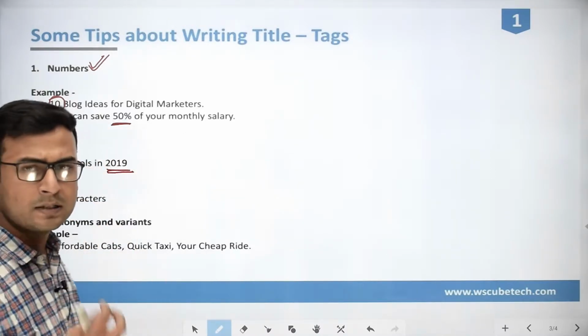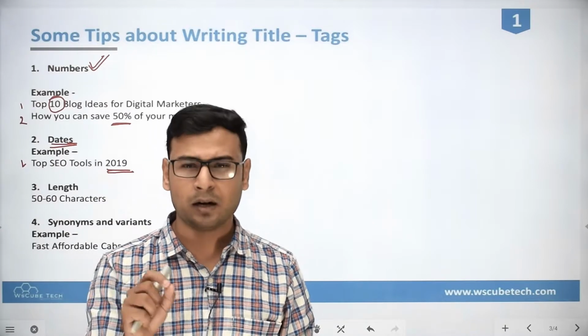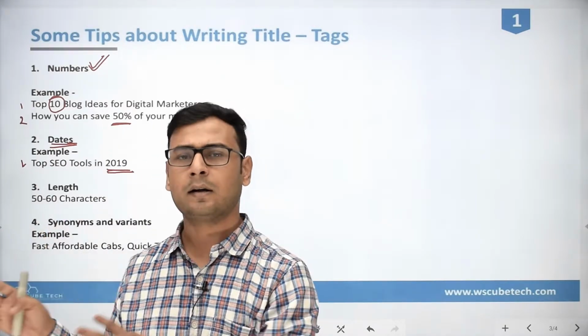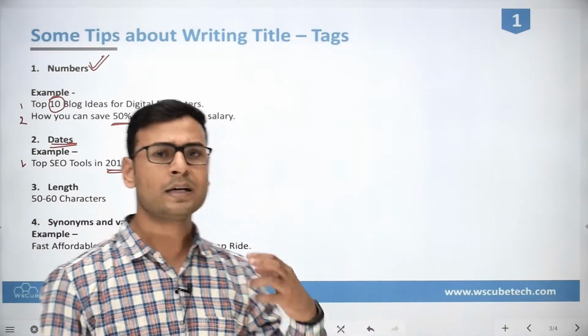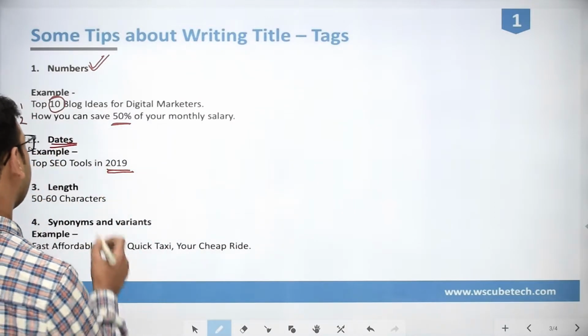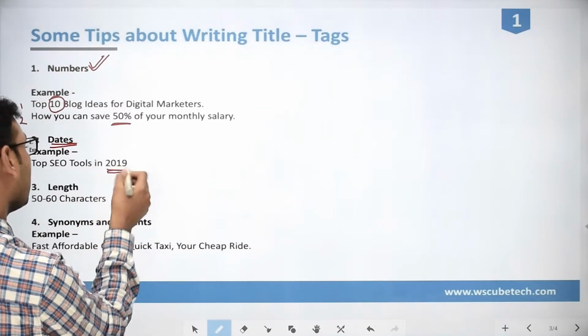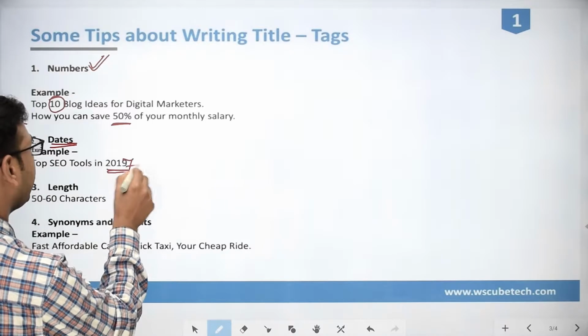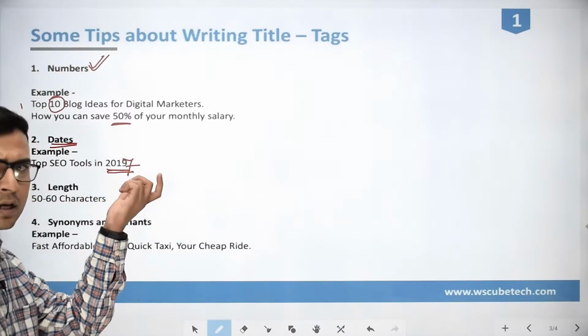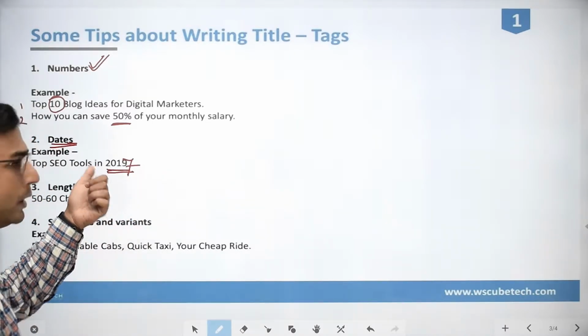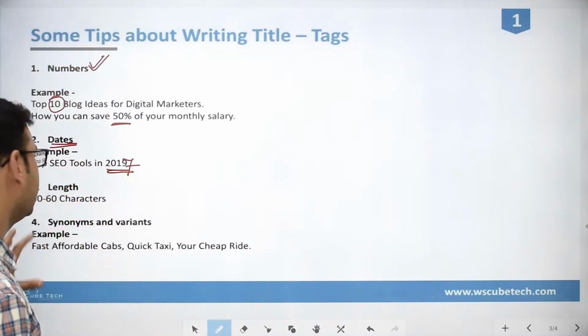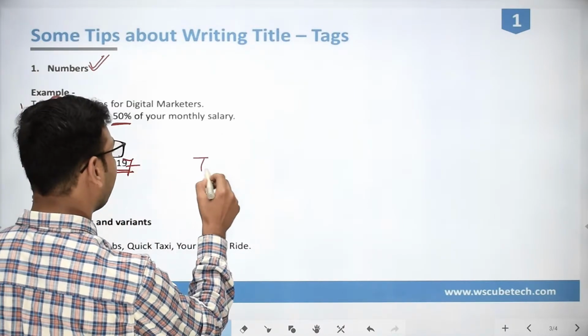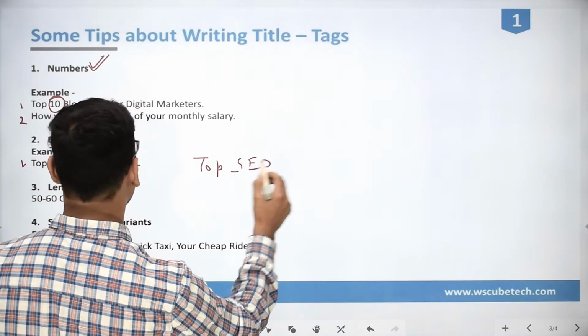So when a user sees your title, he or she can definitely understand, oh okay, this is updated content, so we should click on this. Otherwise, if you are in 2019 and there's no date over here, or there is a date like 2017, do you expect any user to click on this particular link? It's not feasible, right?